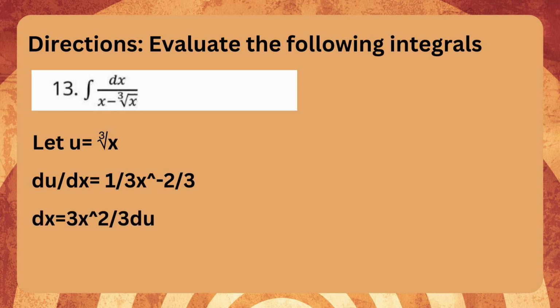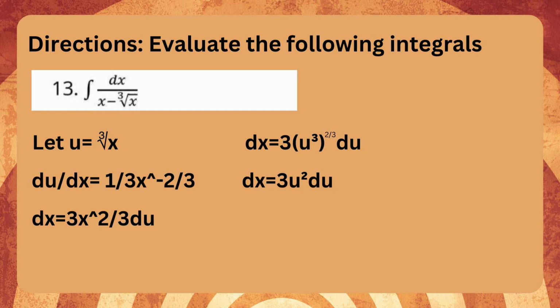Dx is equals to 3x raised to 2/3 du. Then we substitute x by u cube. We get dx is equals to 3 times u cube raised to 2/3 du. By substituting u cube for x, we simplify the integral by making it easier to integrate with respect to u.